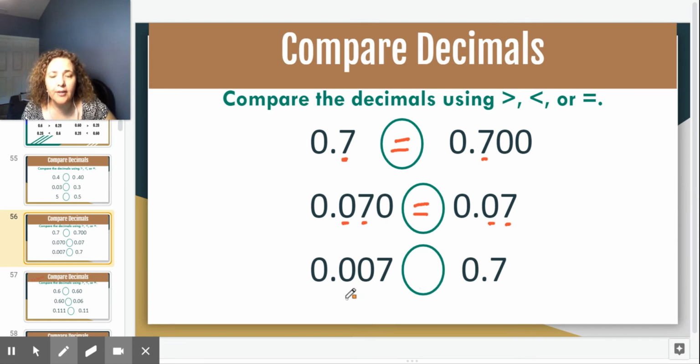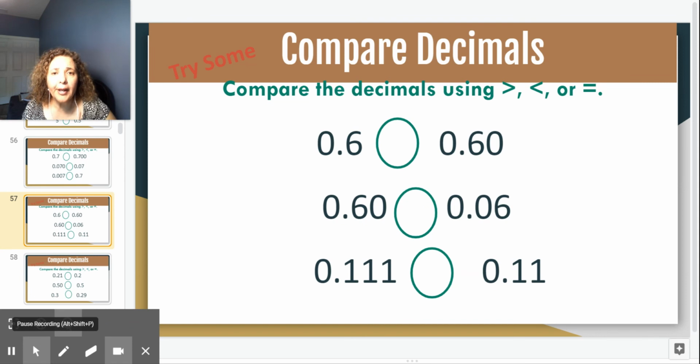All right, let's look at this one. Tenths spot, I have a 0. Tenths spot, I have a 7. So what's bigger? 7 tenths is bigger than 7 thousandths, because remember this is 7 out of 1,000. And this is 7 out of 10. So I have a pizza cut up into 10 pieces. I'm getting 7. Here a pizza cut up into 1,000 pieces, and I'm only getting 7. So obviously this one is bigger.